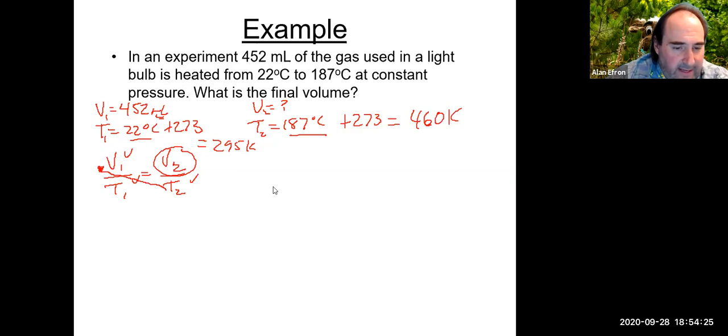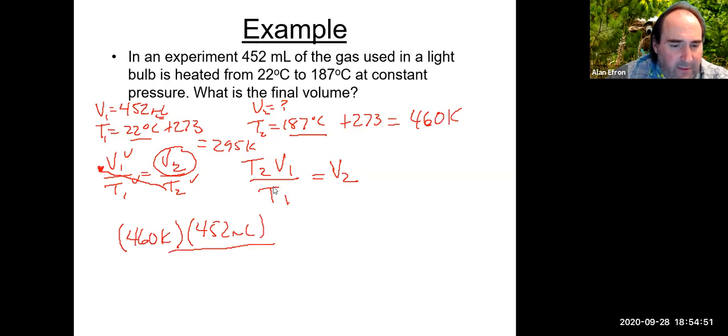So if I do that, I will end up with T2 V1 over T1 equals V2. So again, when you go across the equal sign, opposites work, ends up in the opposite location is an easy way to remember that. That also means we want to put the right numbers in the right spot. So 460, which is my T2, should go up on top. V1, which is 452, and my T1, which is 295 Kelvin.